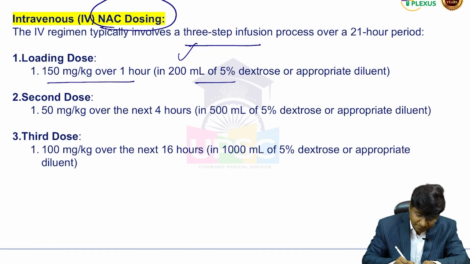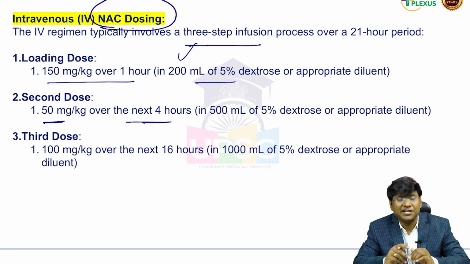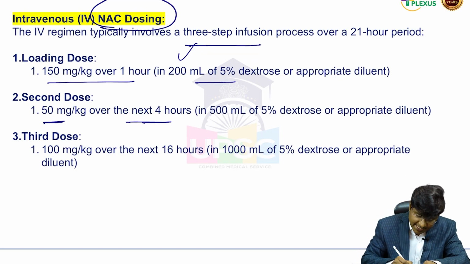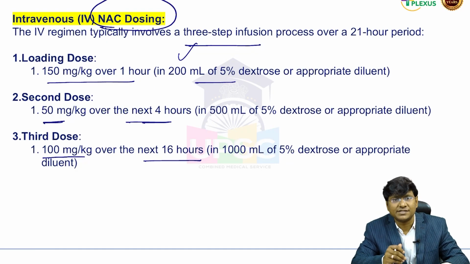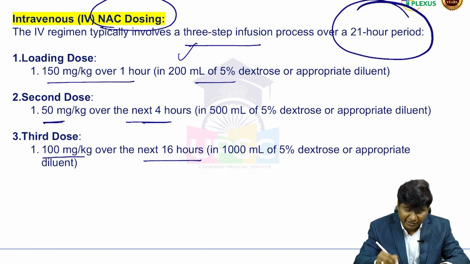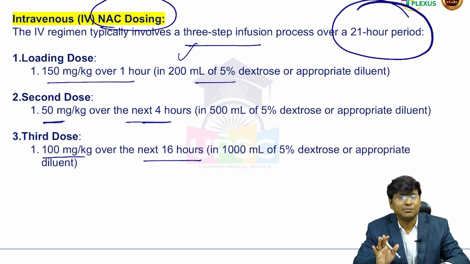The second dose is 50 milligram per kg over the next 4 hours, and here you need to dilute in 500 ml of 5% dextrose. And the third dose is 100 milligram per kg over the next 16 hours. So this is the 3-step infusion process over the 21-hour period for paracetamol poisoning.